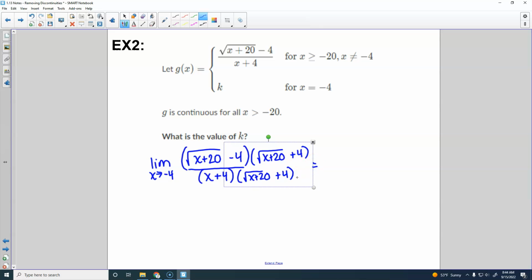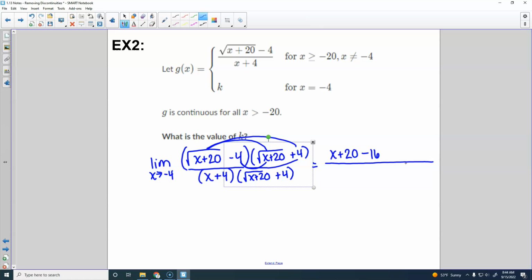So here in the numerator, we're going to multiply together. So we got square root of x plus 20 times square root of x plus 20. That gives us x plus 20. And then our outer terms and our inner terms cancel, so I'm not going to write those down. That's the purpose of multiplying by the conjugate, so that the middle terms will cancel. And then I've got to do negative 4 times positive 4, which will give me negative 16.